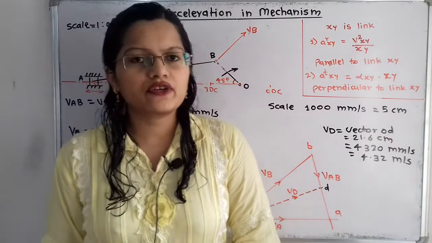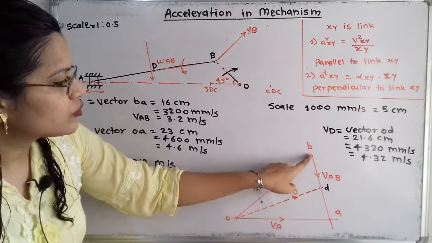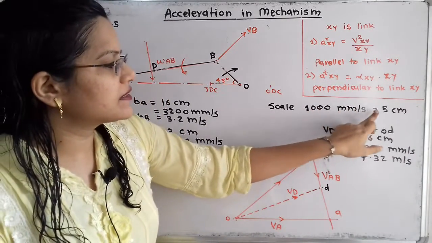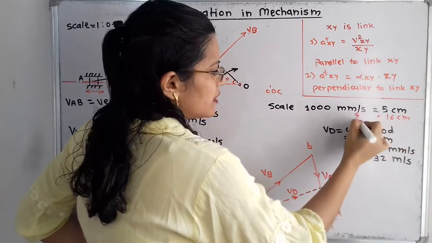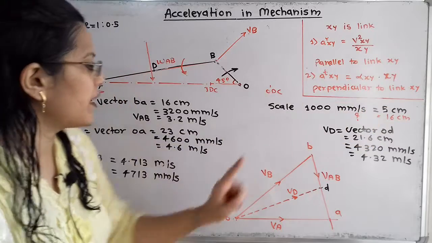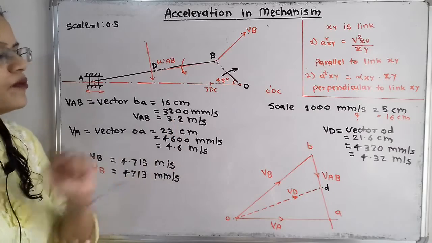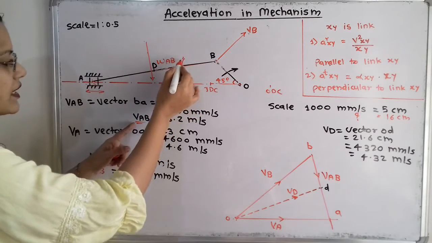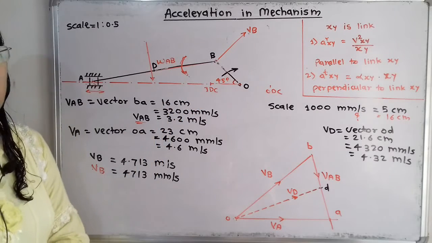Now we will calculate the magnitude of velocity AB. For that we have to measure the length of this vector BA. If we measure, it is equal to 16 centimeter. As per this scale, 1000 millimeter per second is equal to 5 centimeter. So if I write here 16 centimeter, then here is the question mark. Here we have to make cross multiplication, that is 16 into 1000 divided by 5, which is equal to 3200 millimeter per second, which is equal to 3.2 meter per second. So this is the velocity AB, and omega AB is having the anti-clockwise direction.